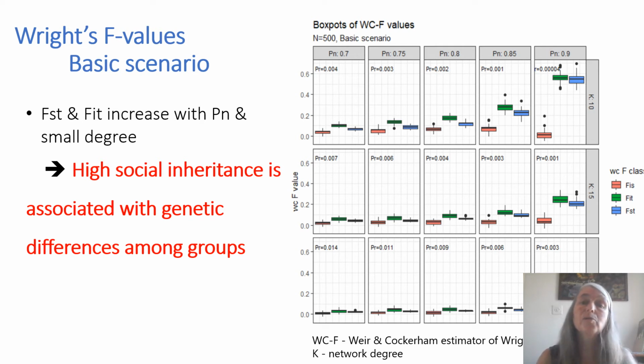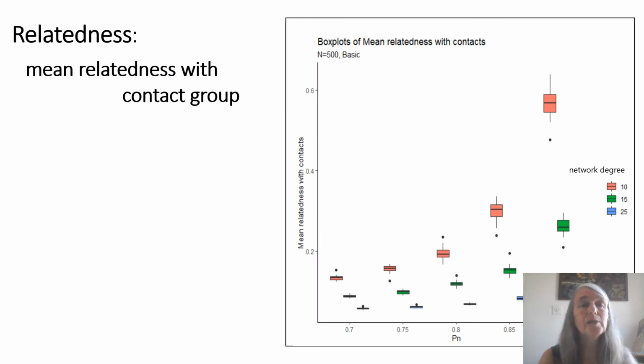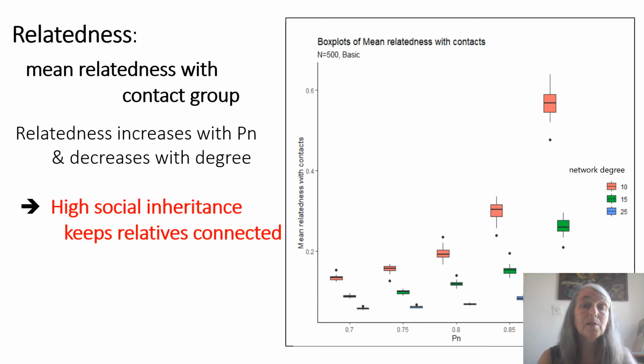Additionally, you may notice that FIS are all very low, in pink here, which means that we have random mating within groups. Here you see relatedness within contact groups, and you may notice that we get a very similar pattern to what we saw above. Relatedness values get high when Pn values, social inheritance levels, are high, and degree is relatively low, which means that under high social inheritance levels, relatives stay connected, which makes perfect sense.